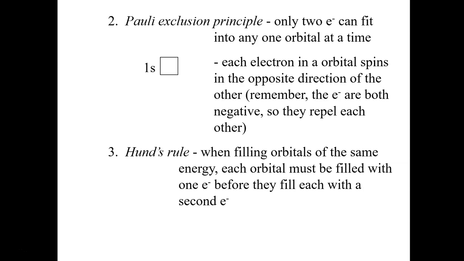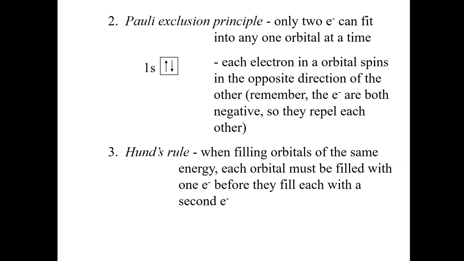So for instance, you can see in my example here, if I wanted to draw out the 1s sublevel, I know an s only has one orbital, so I'm going to draw one box next to it. And then if I want to put electrons in that orbital, I'm going to draw electrons as arrows. I do that because I need to remind myself that the electrons are spinning, and so I can show two arrows going in opposite directions because they're spinning in opposite directions.